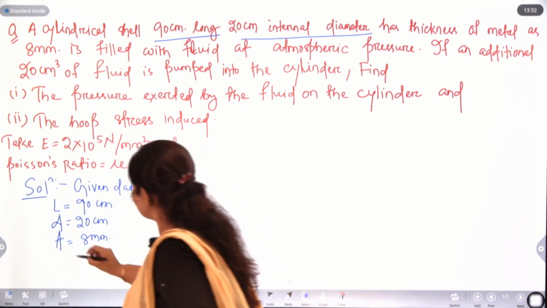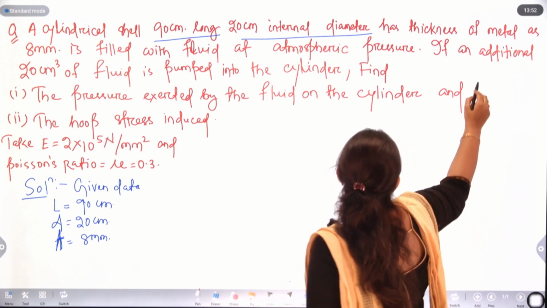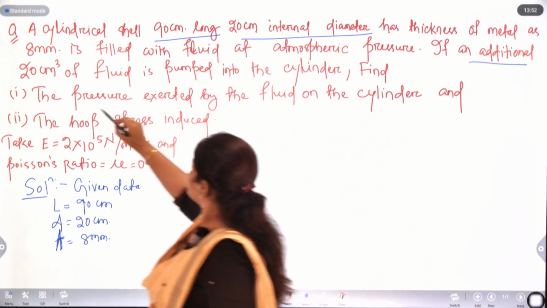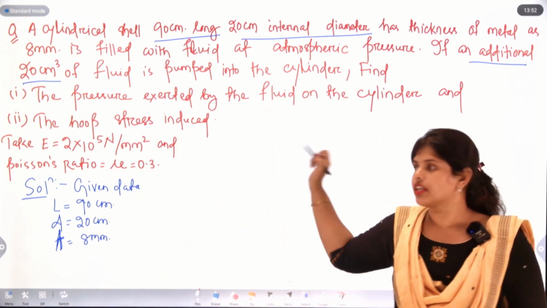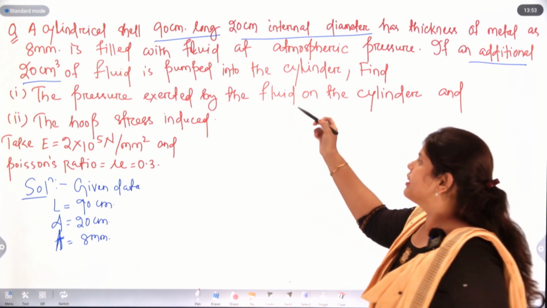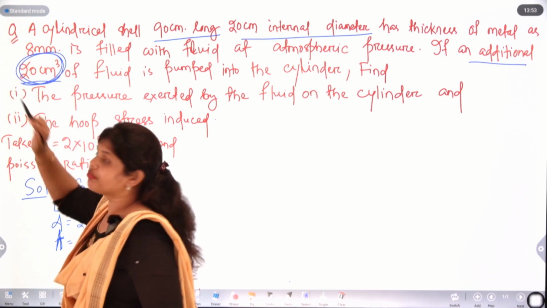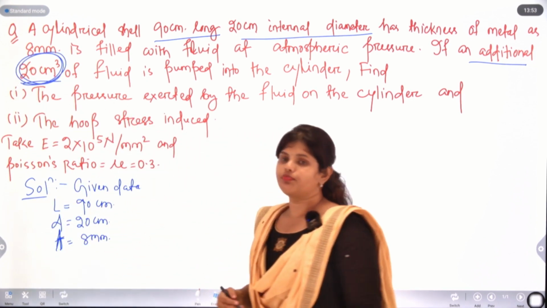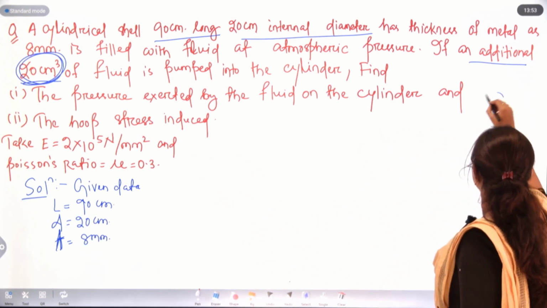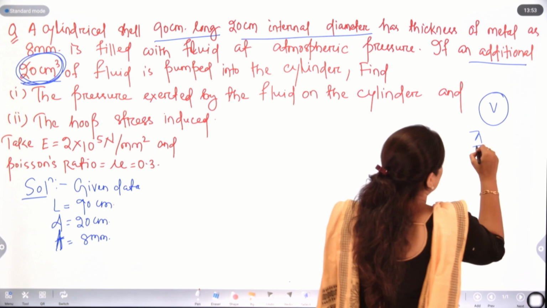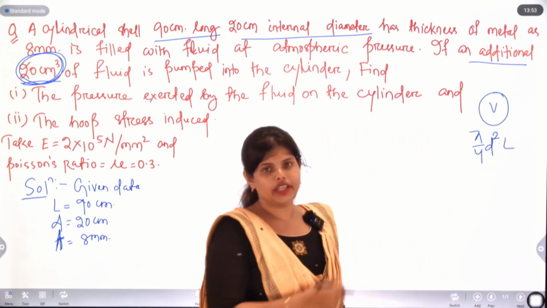Right. So, next our what? Additional 20 centimeter cube of fluid is pumped into the cylinder. 20 centimeter cube, in its unit, there is the representation that some amount of volume is given. What is given here? What does it say? Additional fluid. That means V we will get from pi by 4 D square into L. Okay, we will get V here.